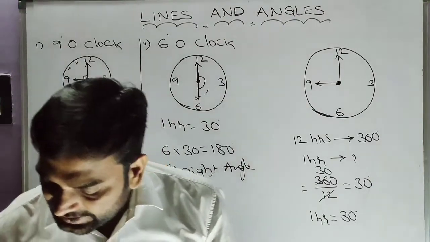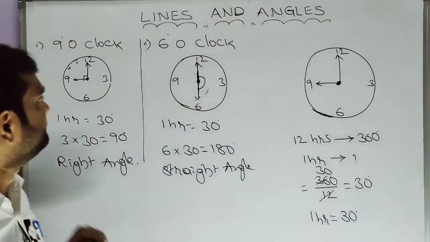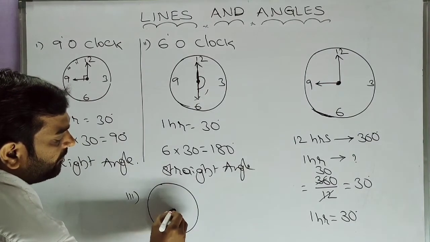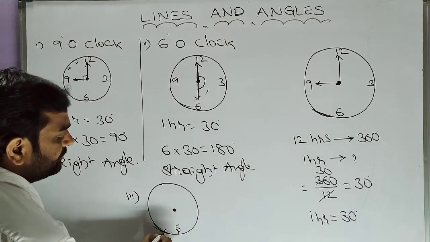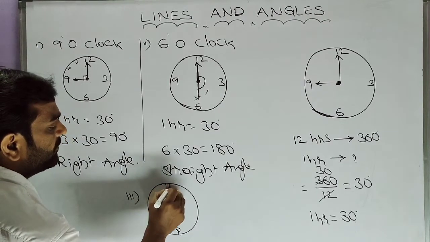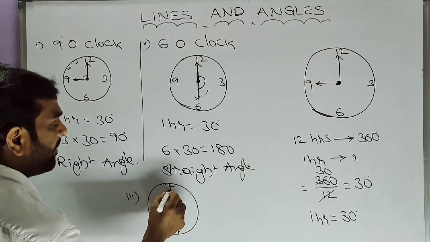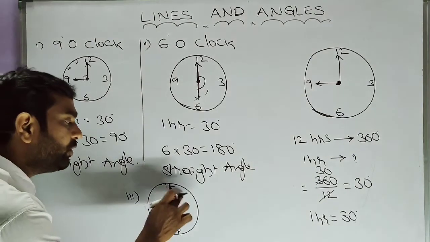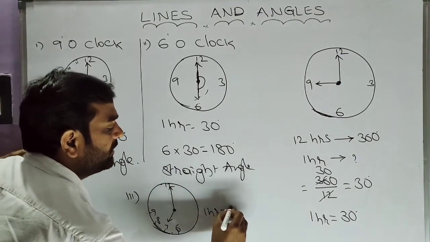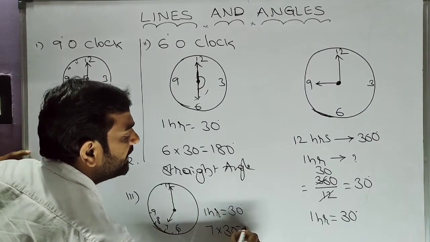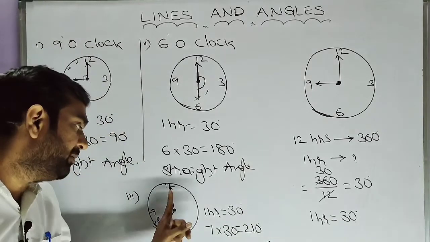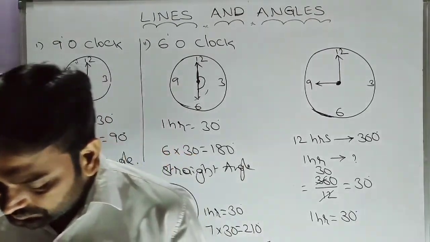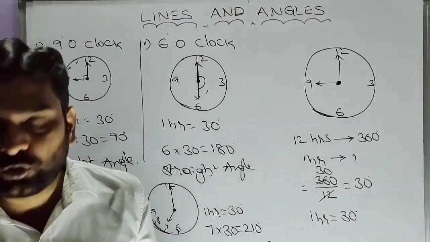Okay, and the last question in this, 7 p.m. At the time of 7 p.m., what is the angle? Okay, listen. Here 6, 7, 8, 9, 12. Totally 7 hours. So 1 hour equals 30 degrees. 7 hours, 7 into 30, that is 210 degrees. The angle between the minute hand and hour hand is 210 degrees. Okay, hope you got this. Next, by this problem, exercise 4.1 is completed.